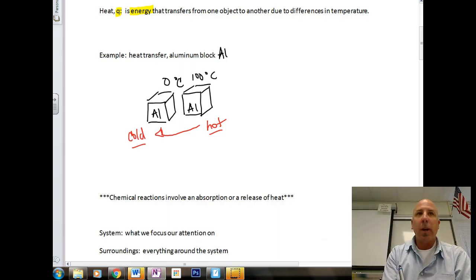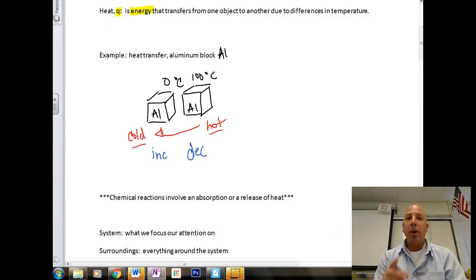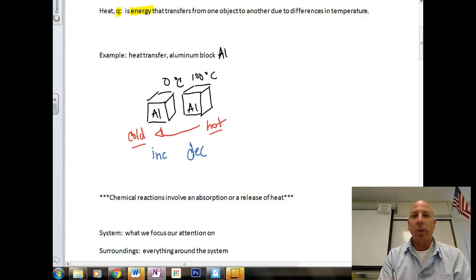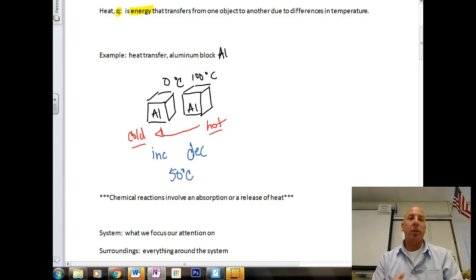As you can predict, the temperature of the aluminum block on the left is going to increase as the heat is transferred, and the temperature of the aluminum block on the right is going to decrease. I bet you could make a prediction about where they're going to end up. We would guess that the transfer of heat would probably stop somewhere around 50 degrees Celsius. That doesn't mean they'll stay at 50 degrees Celsius, because there'll be further heat loss to the bench that they're sitting on and the air around them, and we'll talk about that in a moment.